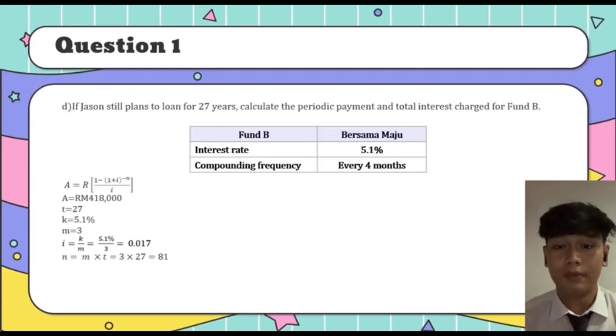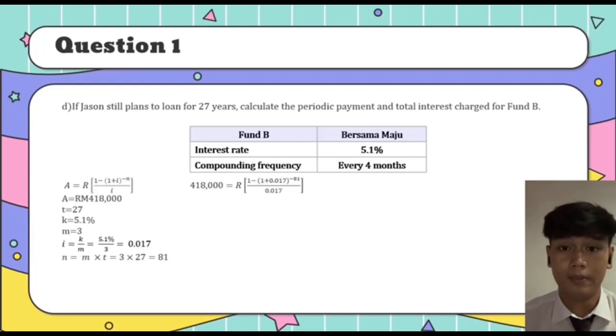After that, we will put the information that has been given into the formula. 418,000 equals R, open bracket, 1 minus, open bracket, 1 plus 0.017, close bracket, power of negative 81, over 0.017, close bracket. We will use the information to solve this problem, and after we use the solve function, we got this answer. R equals 9,541.74.